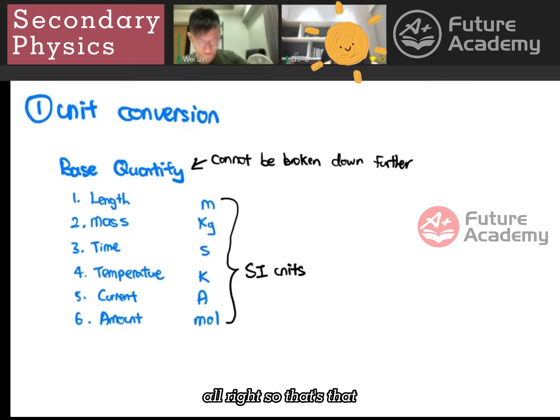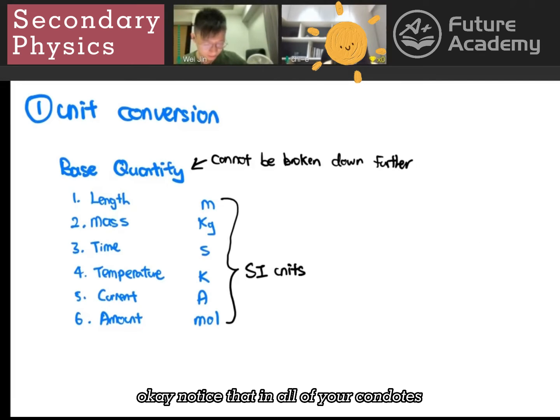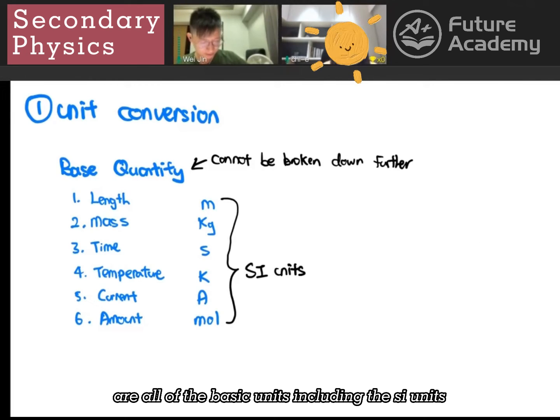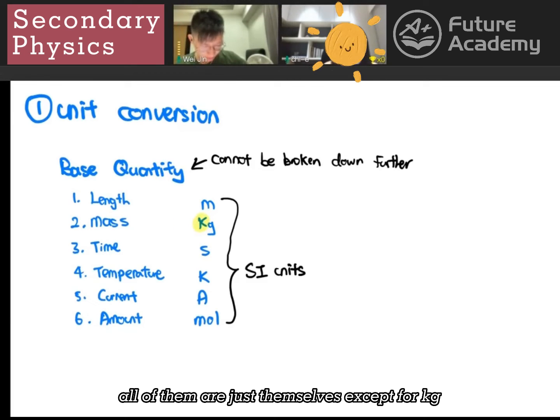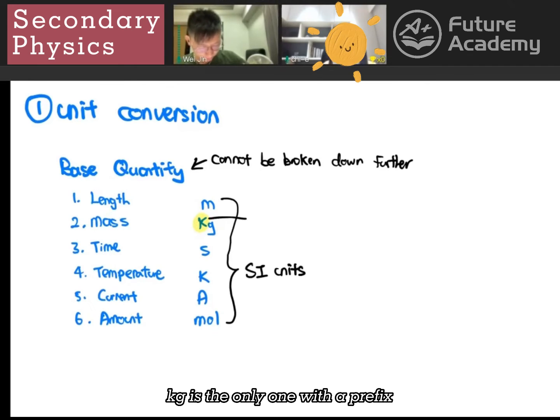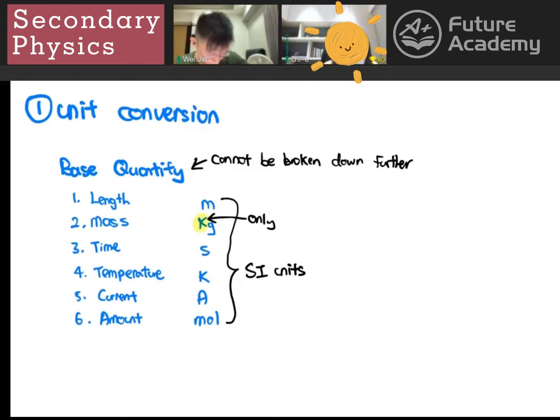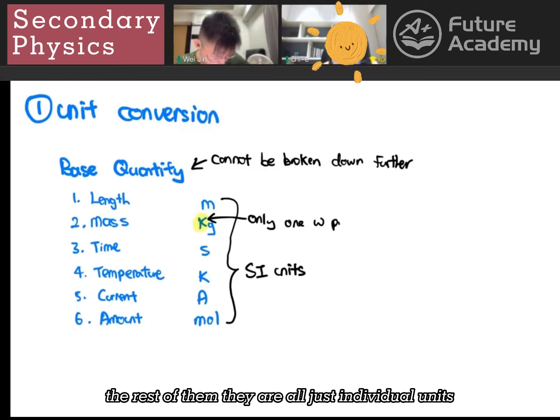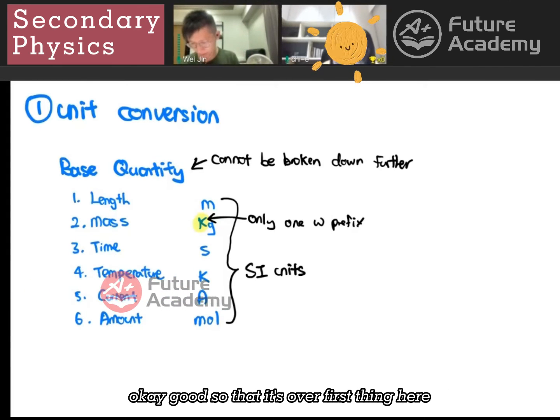Correct. So that's that. Okay, notice in all of your quantities, all of the basic units, okay, the SI units, all of them are just themselves, except for kg. kg is the only one with a prefix. Okay, the rest of them, they are all just the individual units. Okay, good. So that is our first thing here.